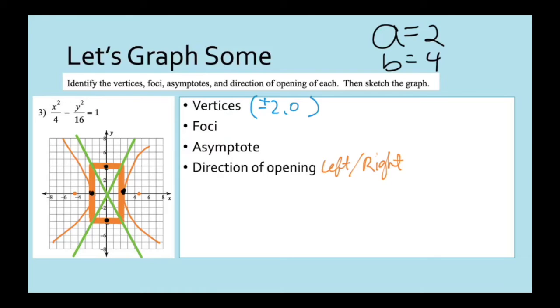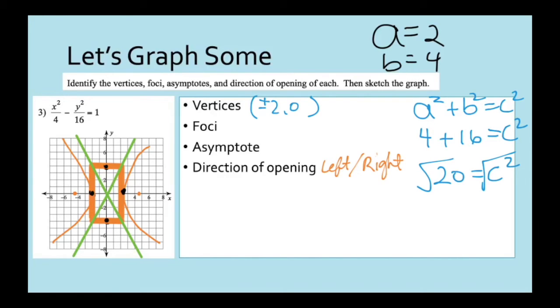Let's find our foci next. We use the equation a squared plus b squared equals c squared to find that. Our a squared value is 4. Our b squared value is 16. We got that from either squaring our a and our b, or from just looking at the bottom down there. That is 20. 20 equals c squared. When I take the square root of both sides, I get the square root of 20, and I can divide that into 4 and 5, which is a perfect square root of 2. So I'll have 2 square root 5.